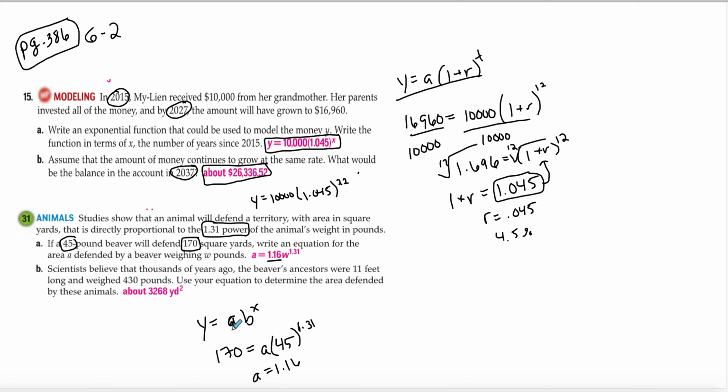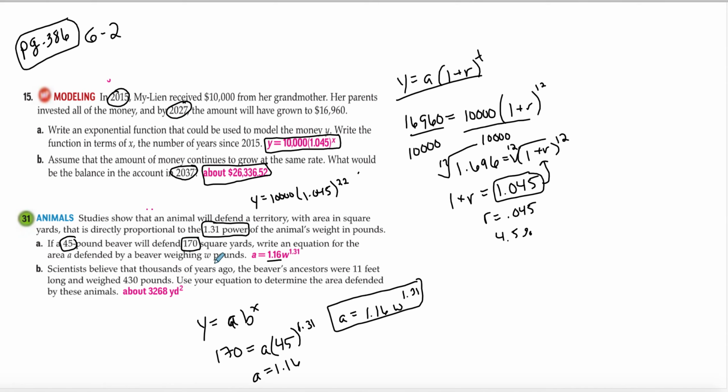And so then you just take that, plug it into your equation here, and it wants you to write it like this. So area is equal to 1.16, which is my coefficient, times the weight of the animal to the 1.31 power. So then using that equation, we're going to get B.